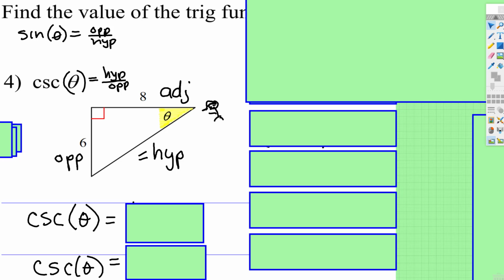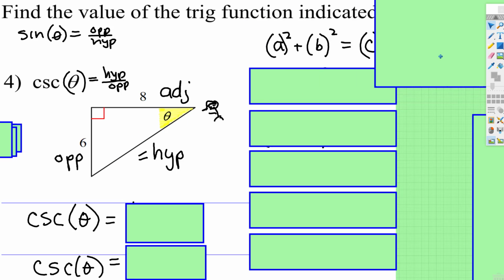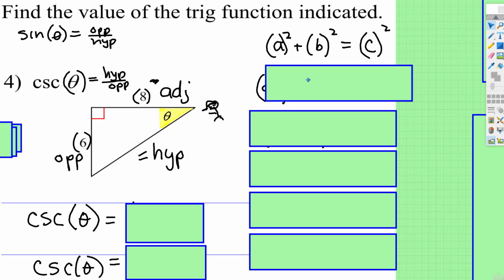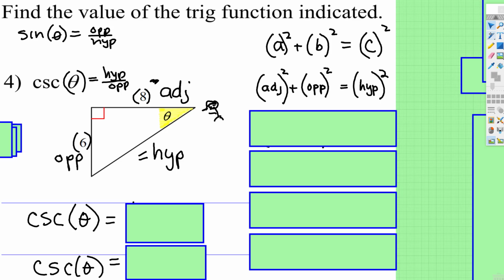How do we find the hypotenuse when we know the two other sides? Well, think back to probably even 6th grade, but certainly geometry. How do you find the hypotenuse? Well, Pythagorean theorem. And Pythagorean theorem says a squared plus b squared is equal to c squared. So if this is your a, we're going to square that. Here's your b. We'll square that. So let's see what we did. Another way to think about that is adjacent squared plus opposite squared equals hypotenuse squared.